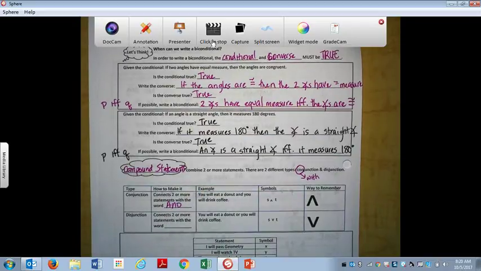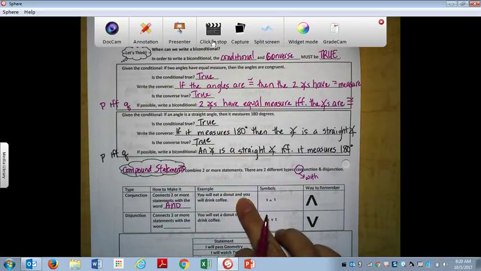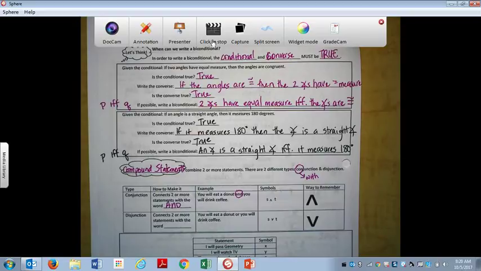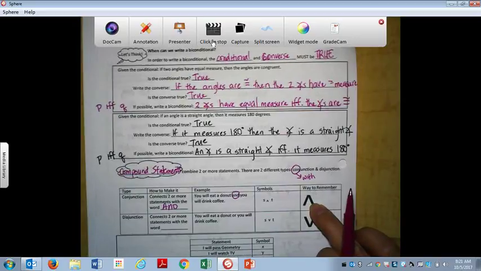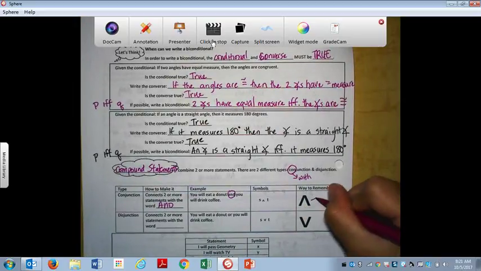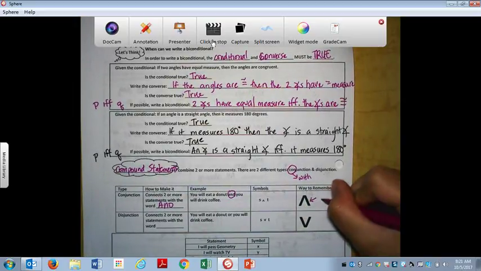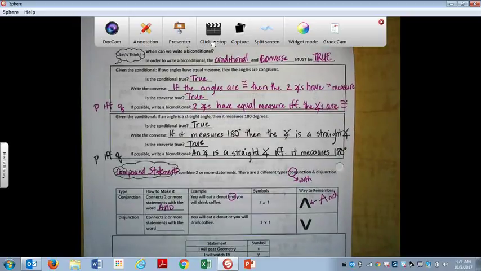All right? You will eat a donut and you will drink coffee, all right? So there it is. That's the symbol. You read that as S and T. This is the symbol for a conjunction. You know to remember this because it looks like the letter A, okay? And that stands for and, all right?